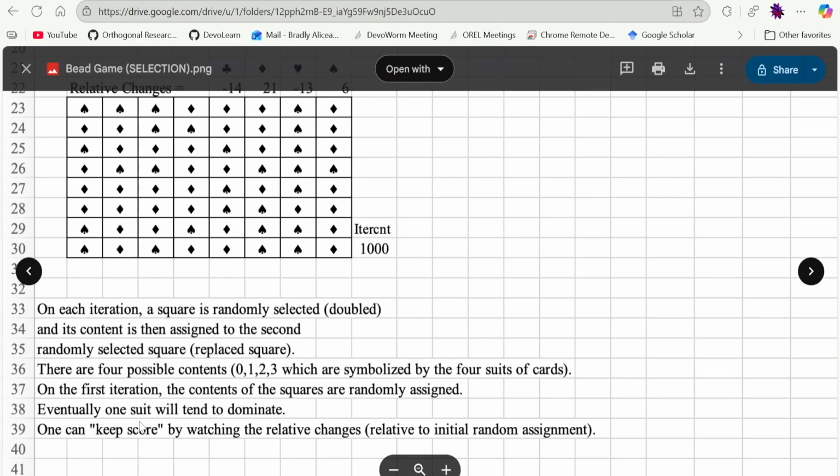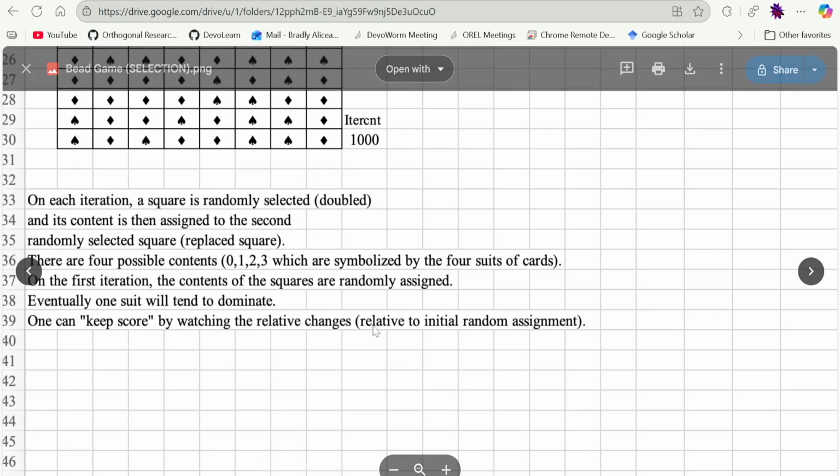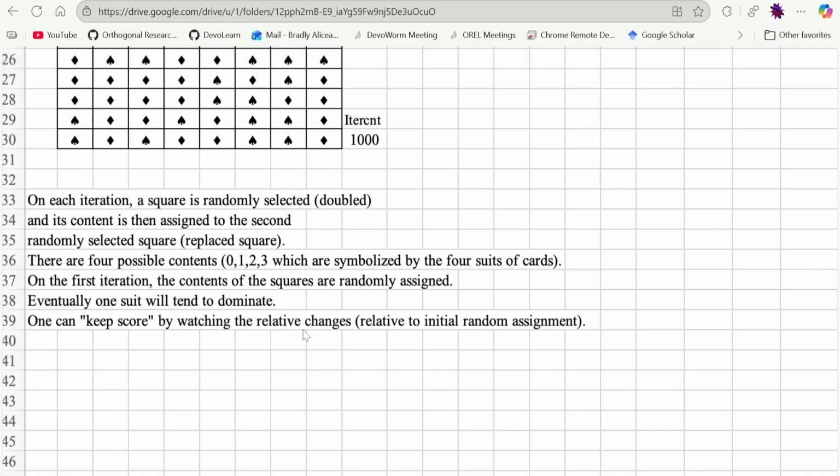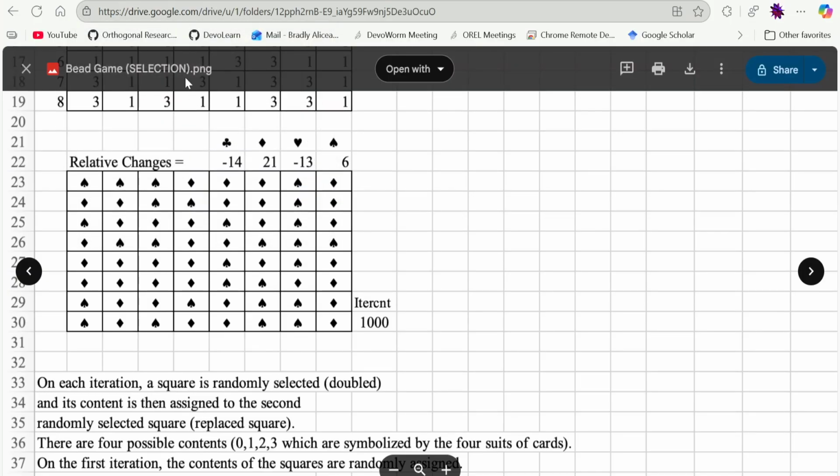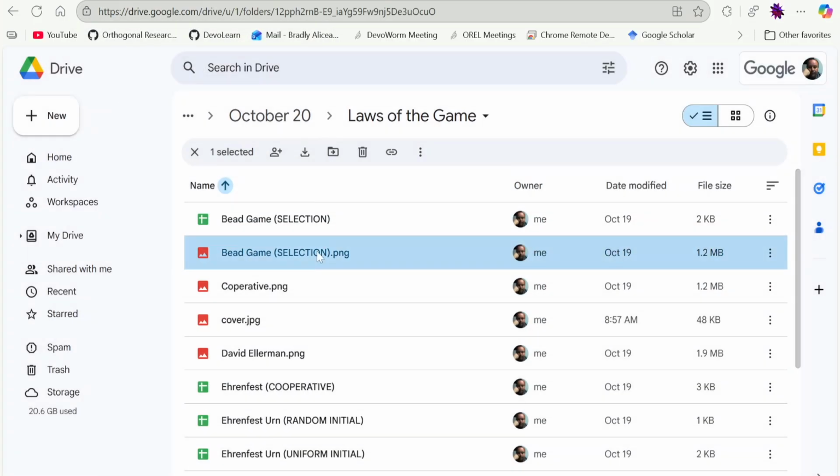So eventually one suit will tend to dominate. One can keep score by watching the relative changes relative to an initial random assignment. So you can actually score this and see the dynamics of this change. Okay, so that's the bead game in selection.